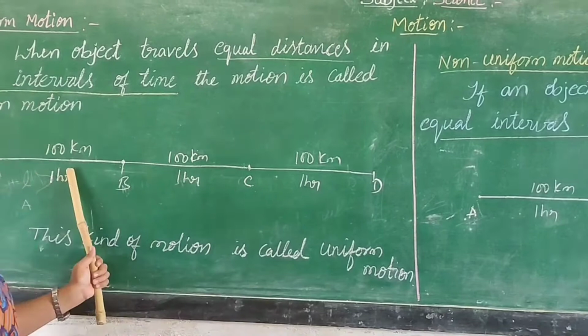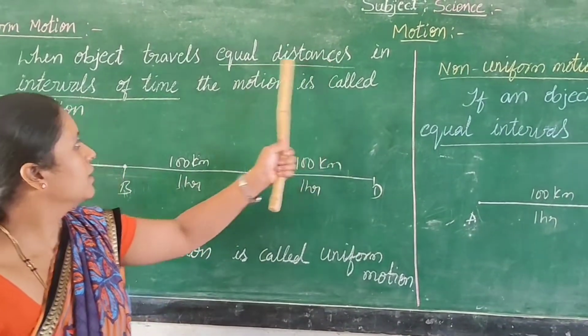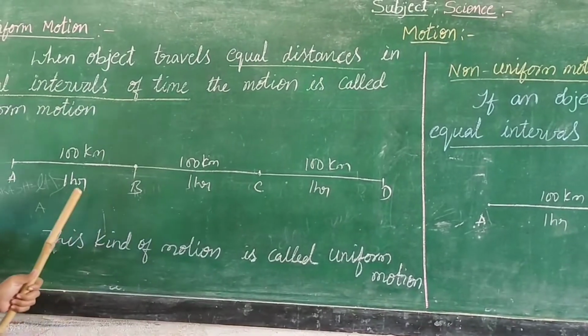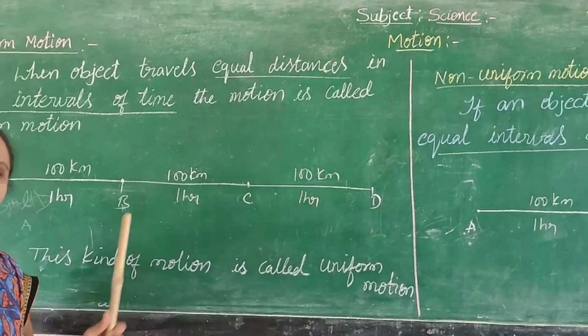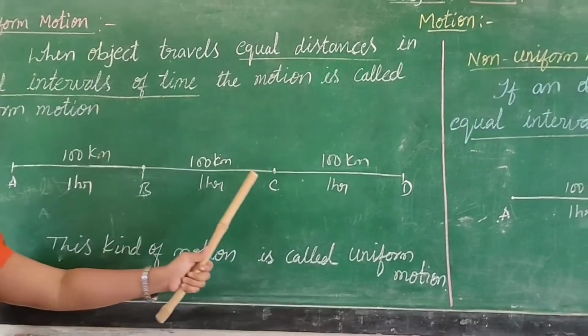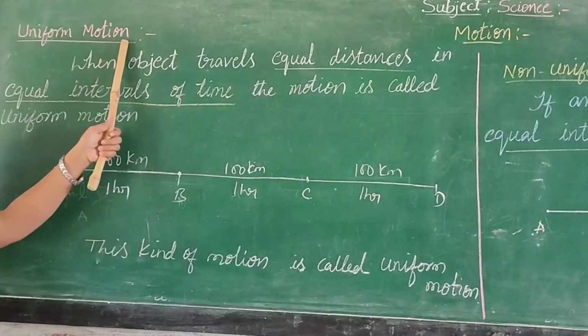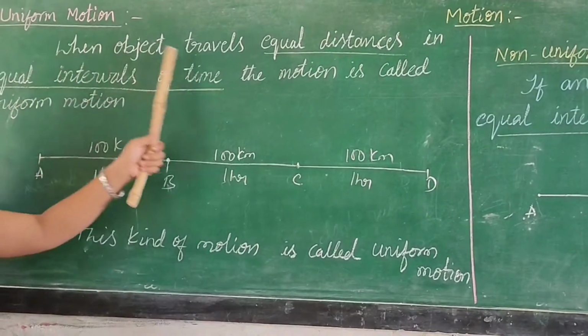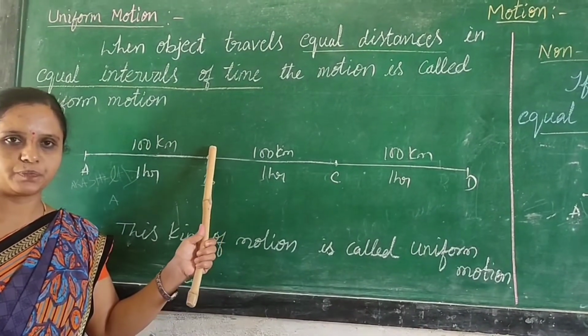So, you can see this one. Here the distance is the same. Equal distances in equal intervals of time. So, first hour, second hour, third hour. In equal intervals of time, the object covers equal distances. That type of motion is called uniform motion. In our day-to-day life we can observe this type of motion.